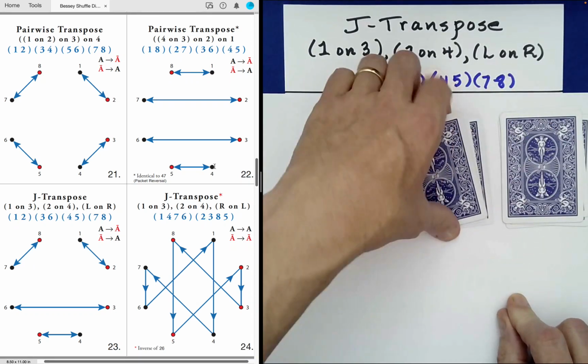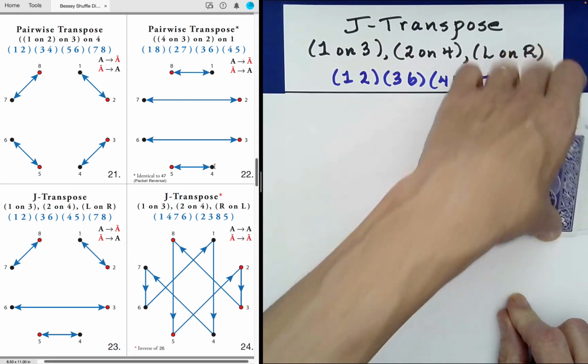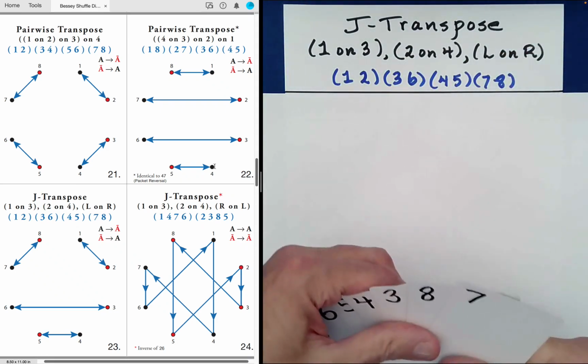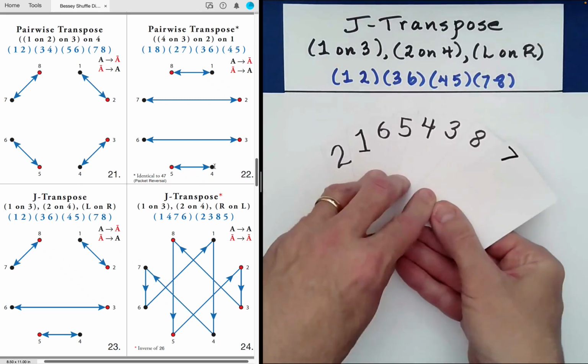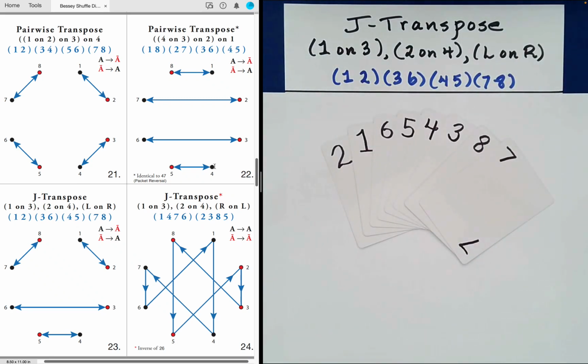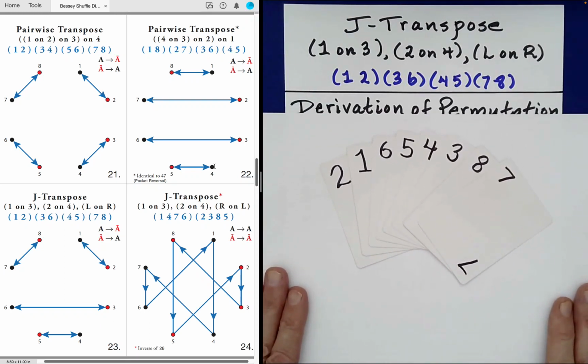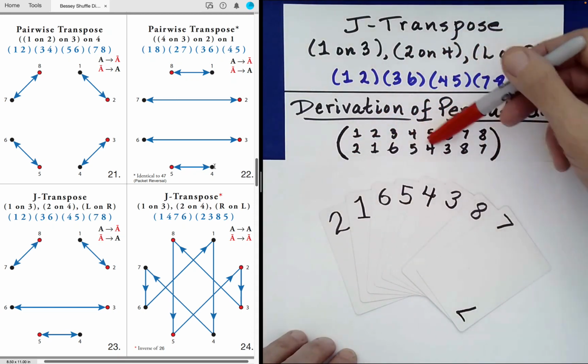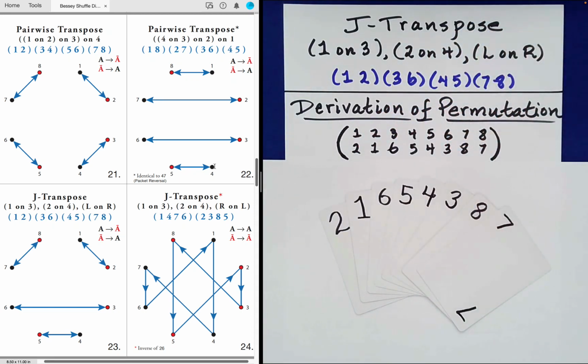So left on right. Okay, so what is the new order that results from this shuffle? Well, let's take a look. It looks like it's 2, 1, 6, 5, 4, 3, 8, 7. So in Cauchy's two-line notation, we get 2, 1, 6, 5, 4, 3, 8, 7 as the bottom row of our two-line notation.